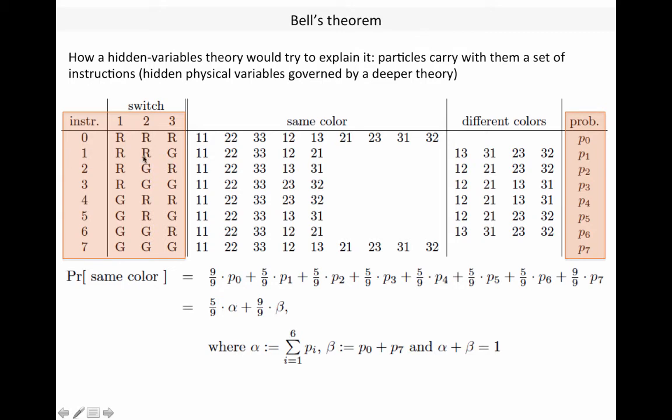If both particles are sent out with instruction set 1, then only 5 of the 9 possible combinations of switches give you the same color. The other 4 do not. So this possibility gives you the same color only 5/9 of the time, and so on.